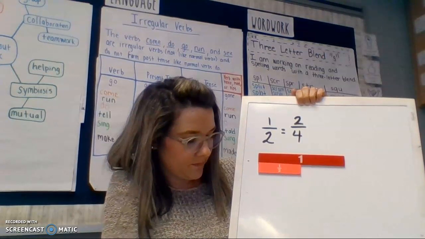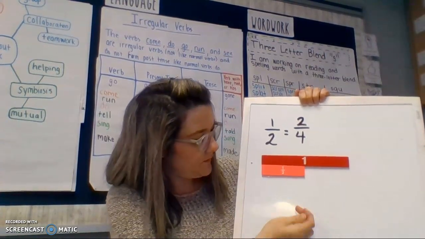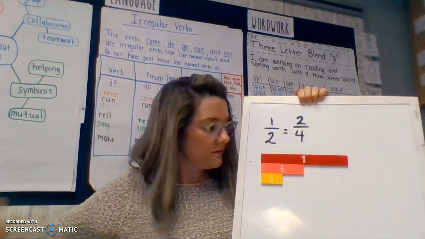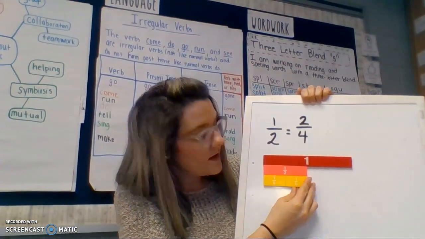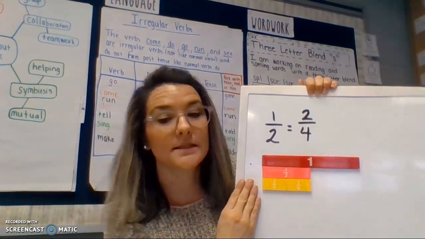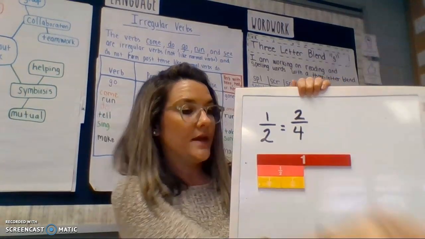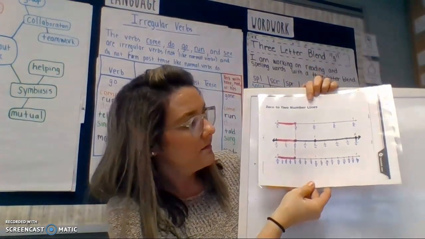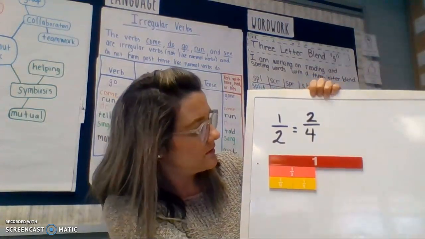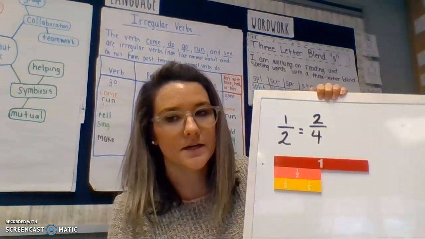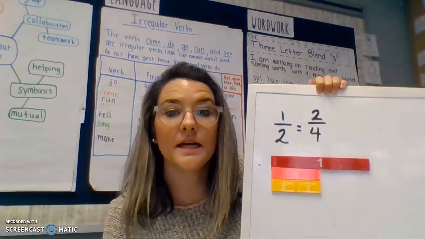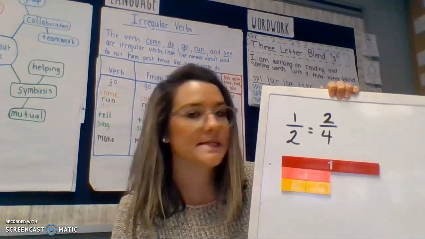2/4. And looking at 1/2 and 2/4, that's the same amount. So thinking about my number line, halves and fourths, 1/2, 2/4. Thinking about my fraction tiles, 1/2 and 2/4 are equivalent. They're equal, the same amount.